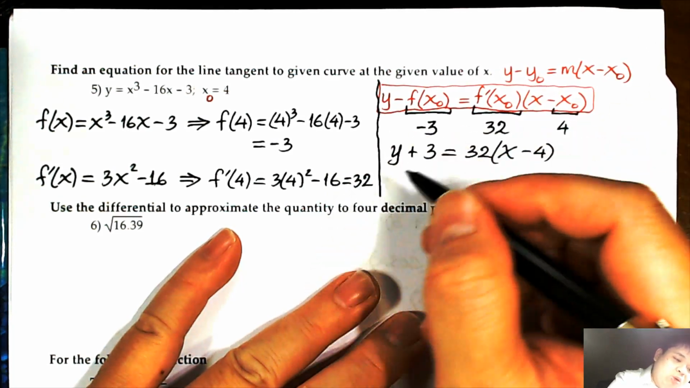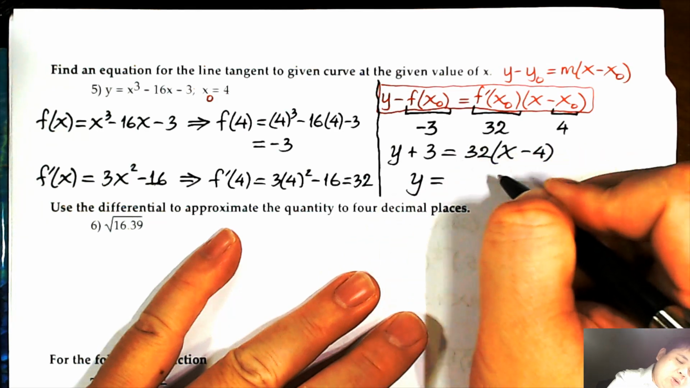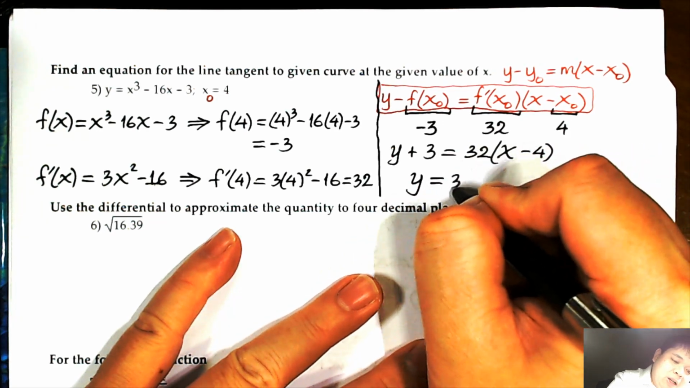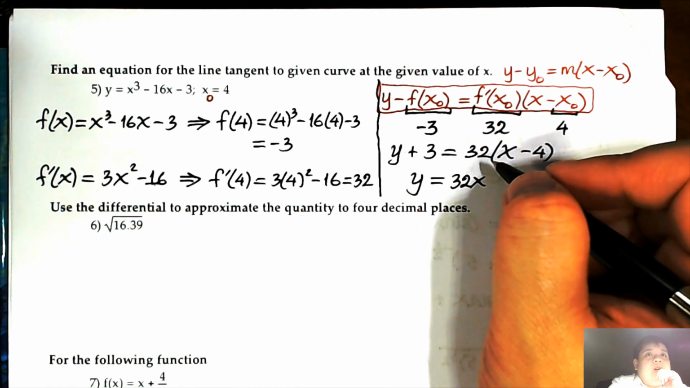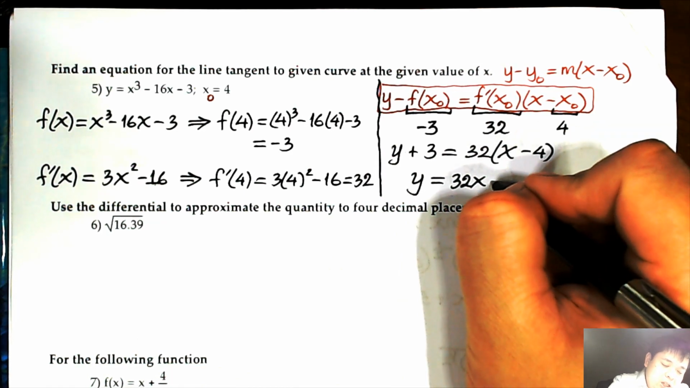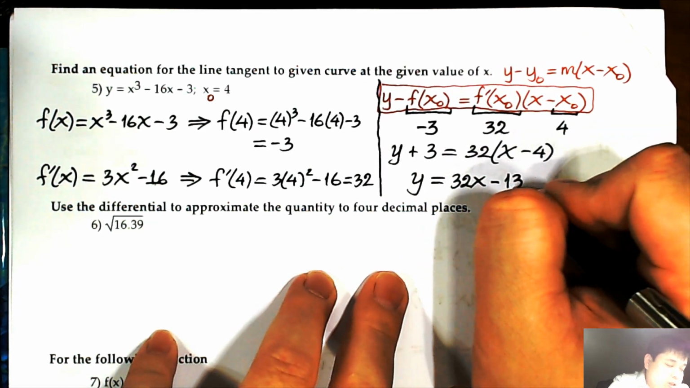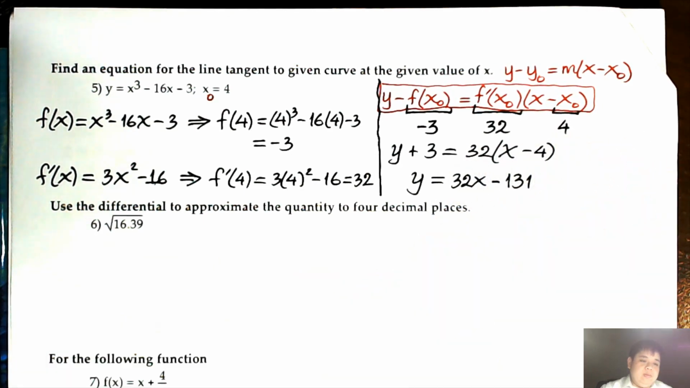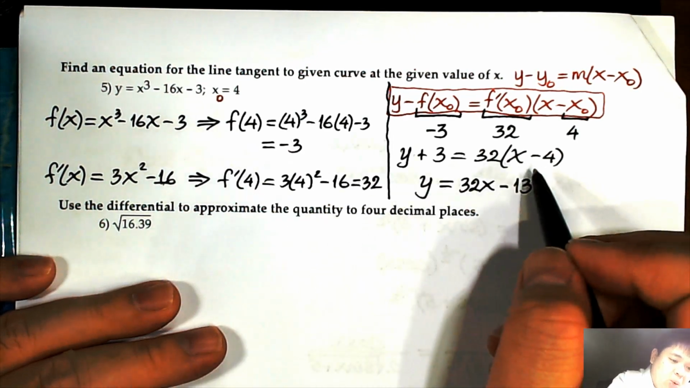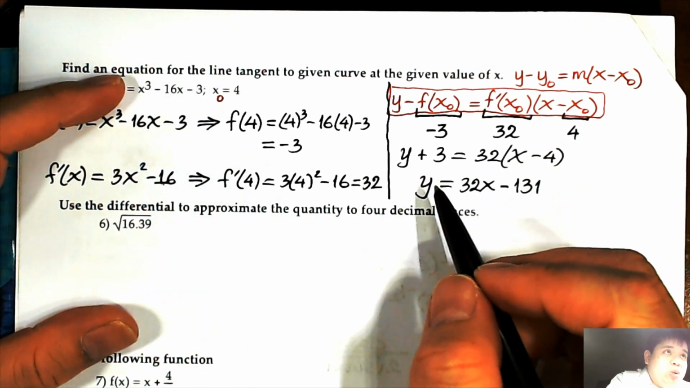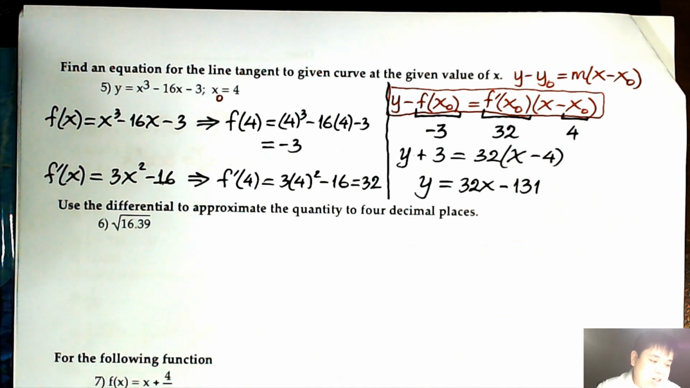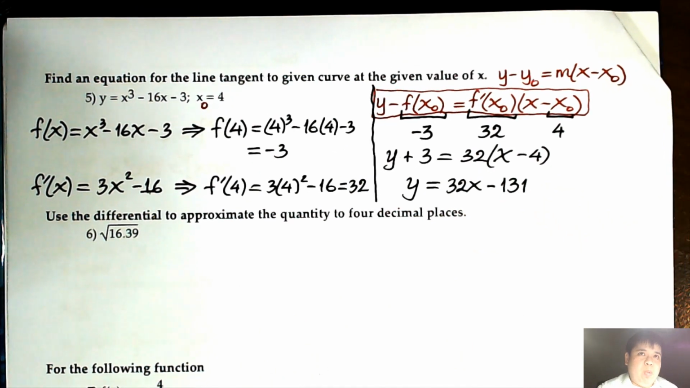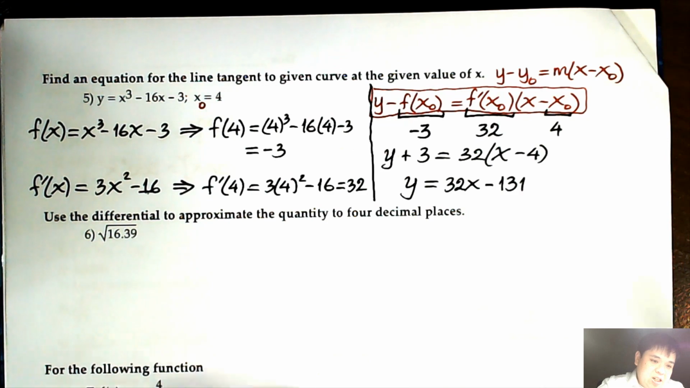Multiply it out, move the 3 over, y equals 32x. 32x minus 4 times 32 is 128, minus 3 is 131. So that is the equation of the tangent line to the function at the point. Next we have linear approximation. This is almost the same as what we just did.